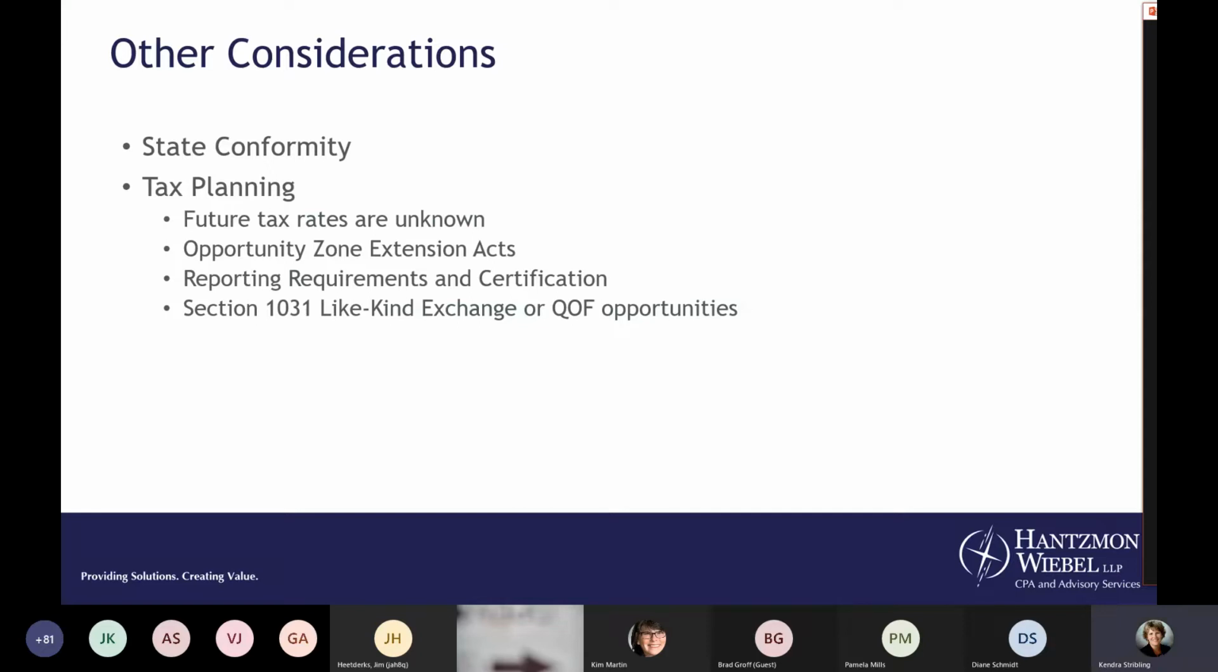There are a lot of things that should be taken into consideration when considering the QOF investments. From a tax reporting side, not all states conform to federal tax rules, so you should factor in whether gain for federal purposes will be different than the state the business is operating in. Additional tax planning considerations are that future tax rates are unknown, and all capital gains will be taxed at the rates in effect in 2026 when the deferral period ends.